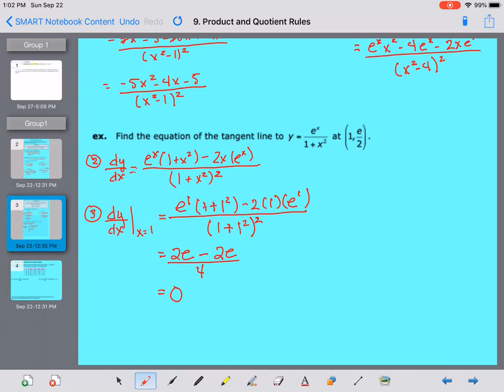Remember, it's okay to have a 0 slope, and what that means is we have a horizontal tangent line at that point on that function. So the last thing I want to do is write the equation of my line. So y equals my y value there, which happens to be e over 2, plus my slope times x minus my x value of 1. And there's the equation of my tangent line.